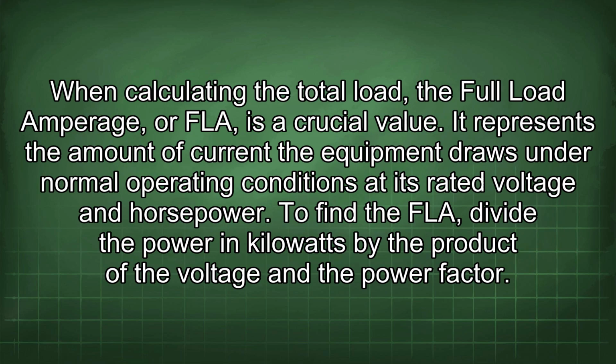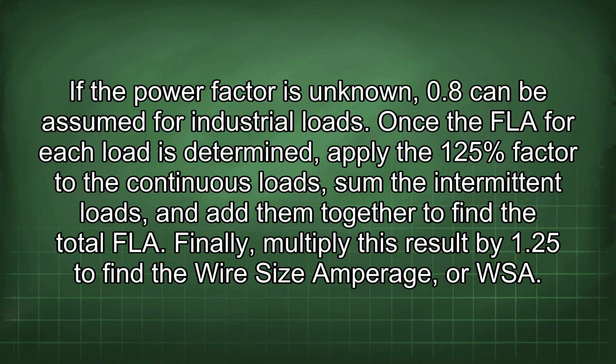When calculating the total load, the full load amperage, or FLA, is a crucial value. It represents the amount of current the equipment draws under normal operating conditions at its rated voltage and horsepower. To find the FLA, divide the power in kilowatts by the product of the voltage and the power factor. If the power factor is unknown, 0.8 can be assumed for industrial loads.